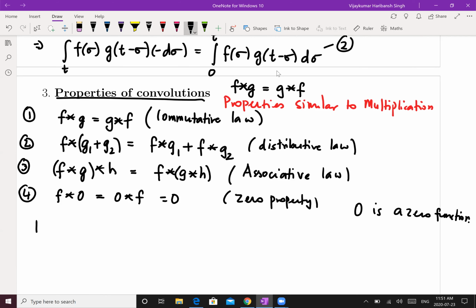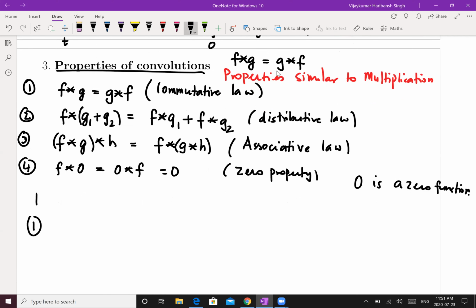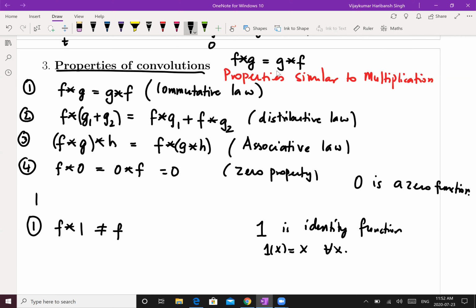So one, f star 1 is not equal to f. What is my 1? My 1 is an identity function. Like, for example, 1 of x is x for all x. This is what 1 means here, okay? Because all of this is happening in the space of functions, so this is not true in general.